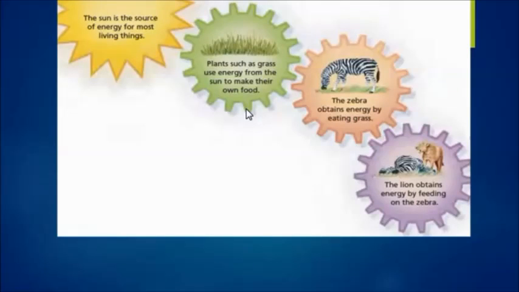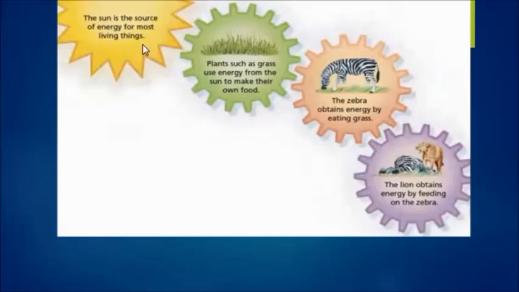Okay? But then that energy travels up something called a food chain. And we're going to look at food chains a little bit later in this school year. But here's just kind of a preview. Okay? Plants such as grass use energy from the sun to make their food. Then the zebra, which is a heterotroph, obtains energy by eating grass. The lion then obtains energy by feeding on the zebra.